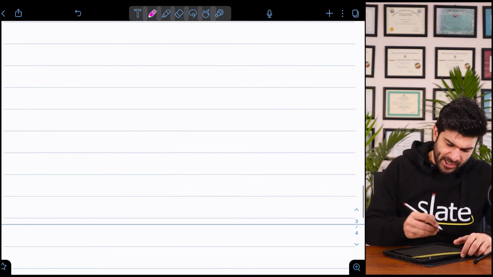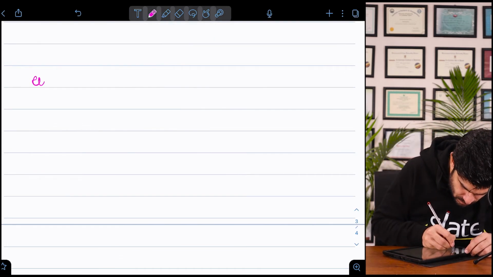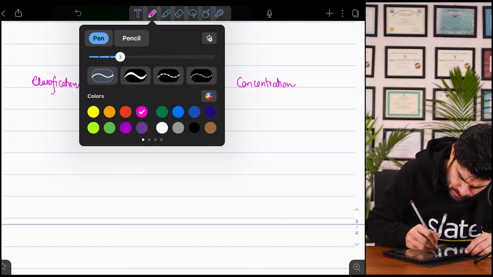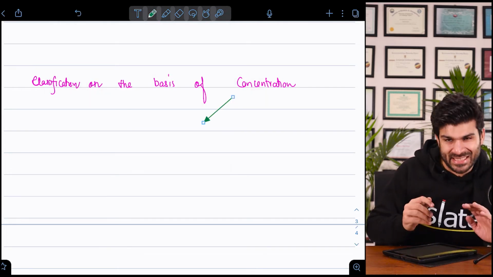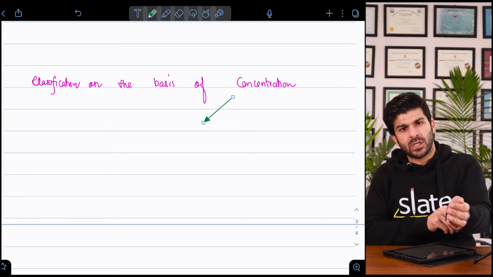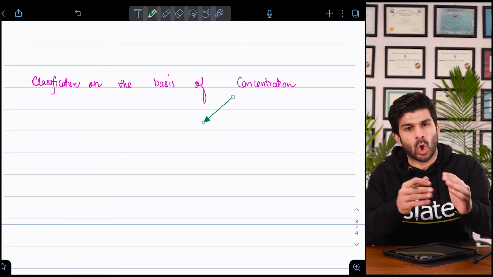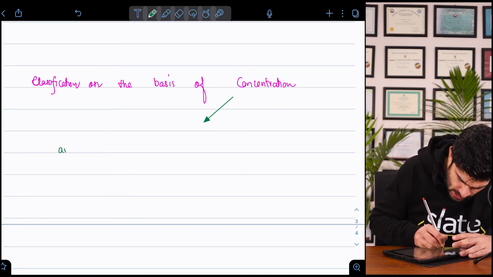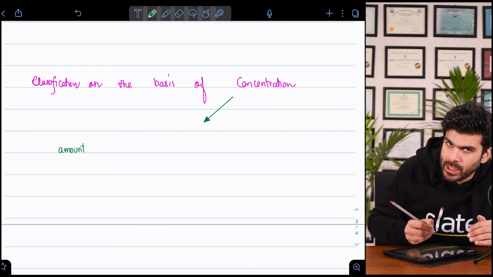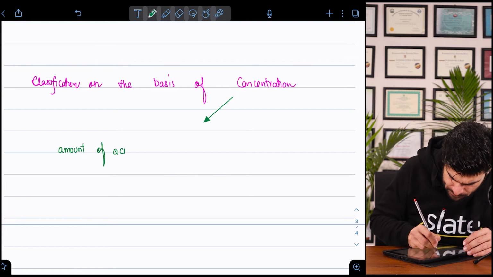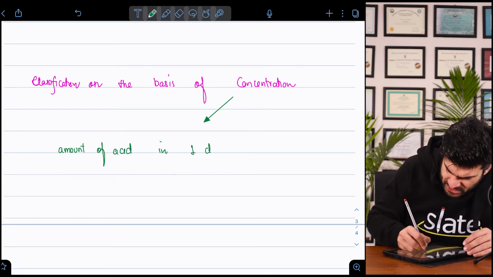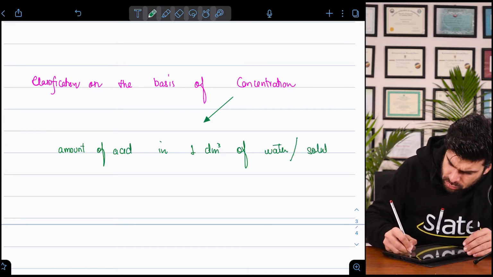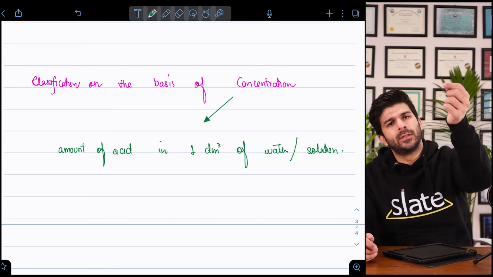And the last classification, concentration. So what is concentration? At this point we will just talk about acids, because in the moles video you can see that concentration is the amount of solute in 1 decimeter cube of solution. But in acids, we'll not call it solute, we'll call it acid. Amount of acid in 1 decimeter cube of water or solution, just to understand. So this is concentration.